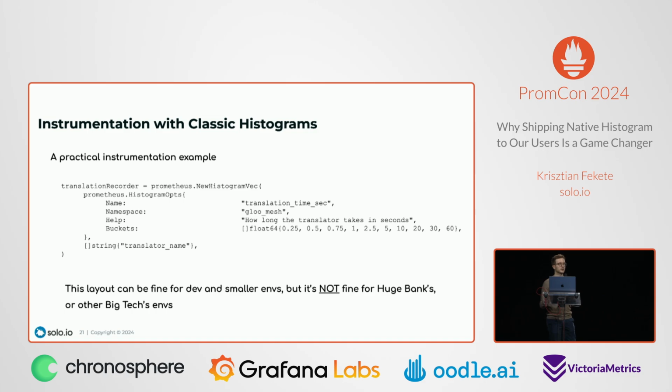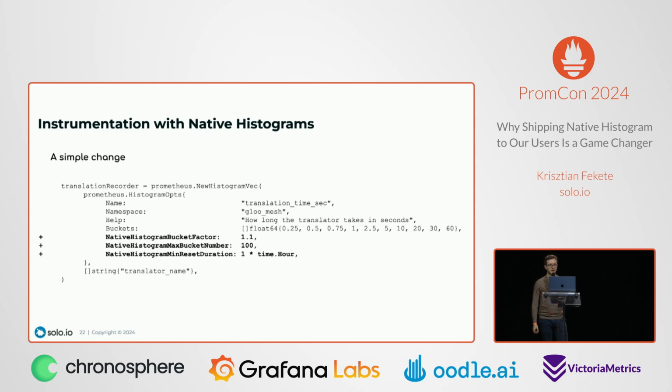But it's not fine if you are a huge bank with, I don't know, hundreds of clusters, hundreds of thousands of resources across multiple clusters, multiple cloud providers, or if you are any other big company with lots of workloads in your cluster. So to fix it, you can just implement native histograms by adding these 3 extra lines.